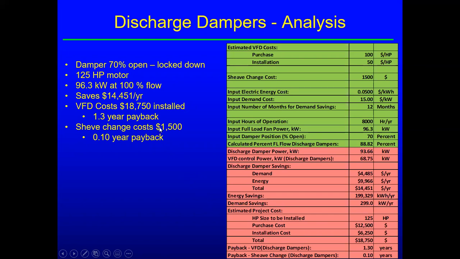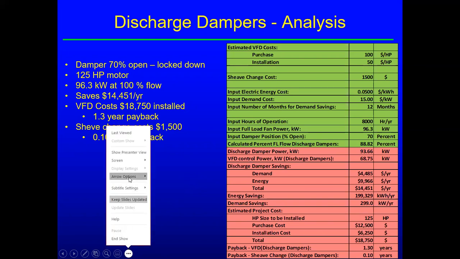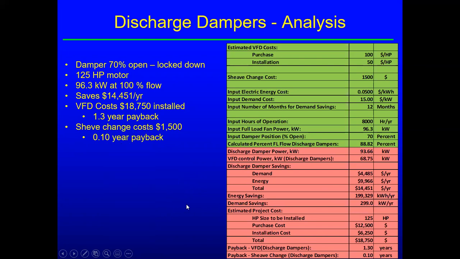That's pretty good. Invest what, 1,500 and save 15,000. Whoa, that's just not too bad, is it? No, it's not. That's pretty good. So, you know, it just depends.